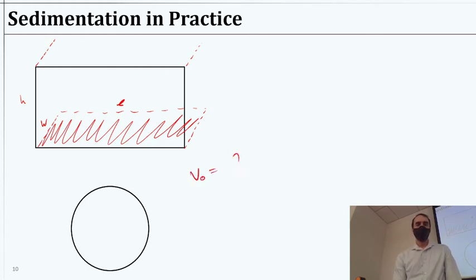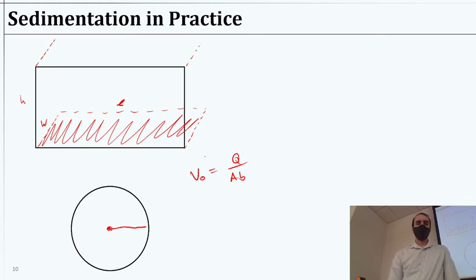V naught equals Q over A_B. And so A_B might be length times width, or it might be pi r squared. Or of course you could take a diameter instead of a radius. Okay, does that make sense?